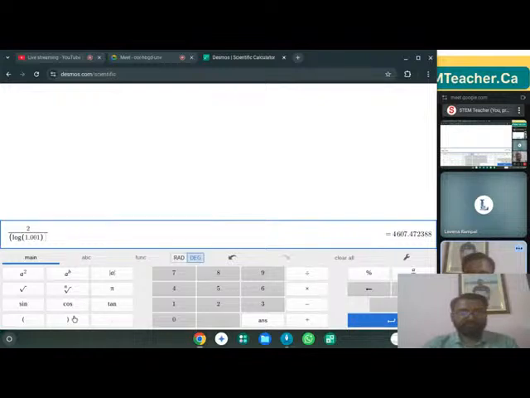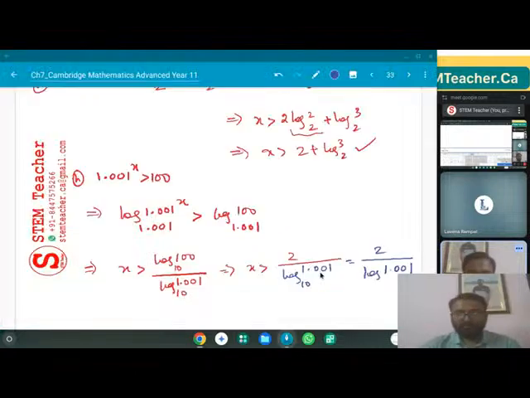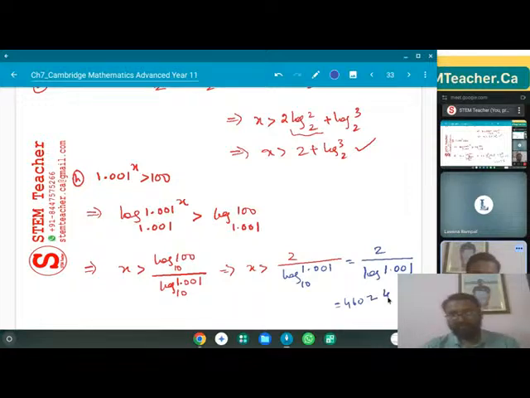With the scientific calculator I got the value 4602.47. This is the required value. x must be greater than 4602.47. With calculator we evaluated, no problem.